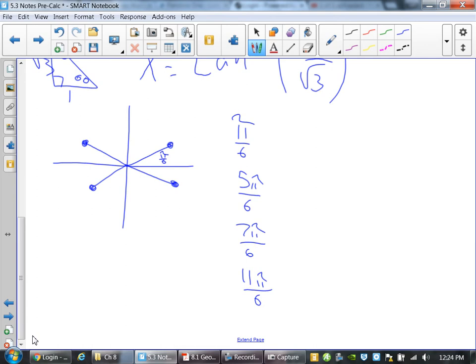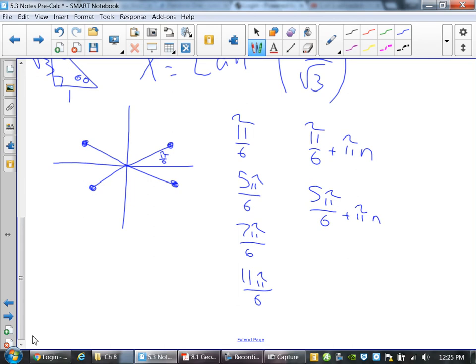But notice, if I go from 30 to 210, how far apart are they? It's half, it's pi, right? Same thing here, from 150 to 330 is still just pi away. So I don't need to write out all 4 of them plus 2 pi n. A more simplified version would be pi over 6 plus pi n and 5 pi over 6 plus pi n.